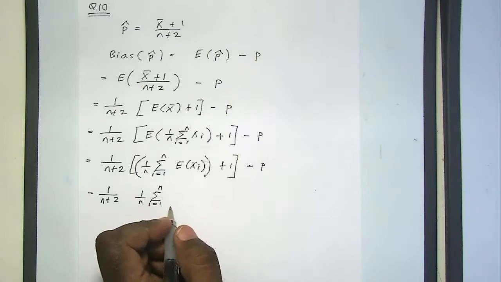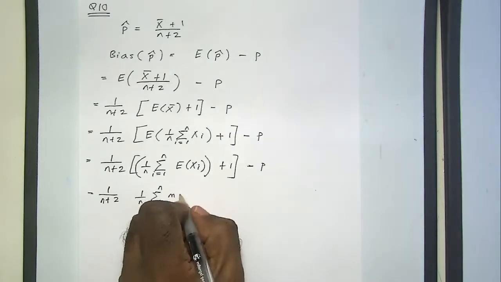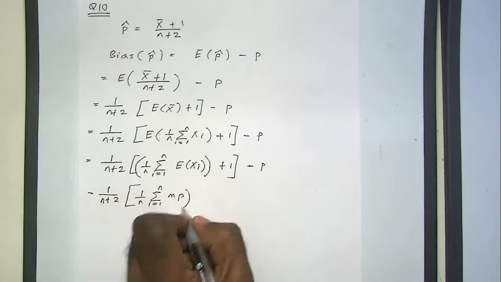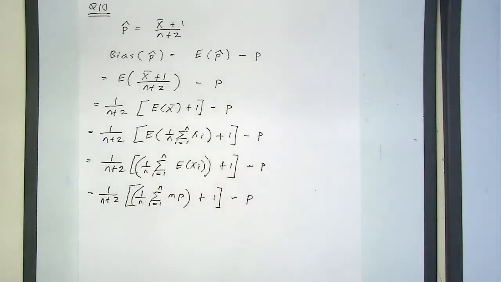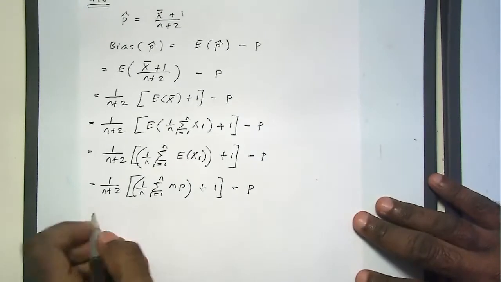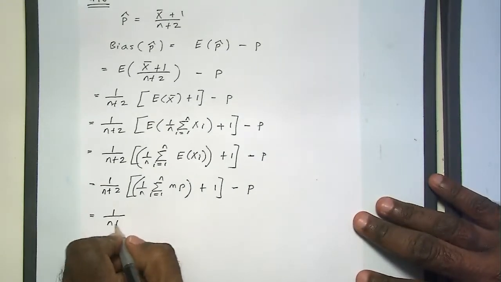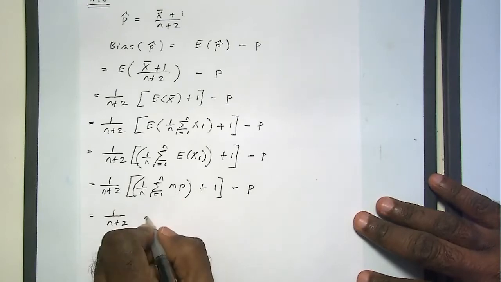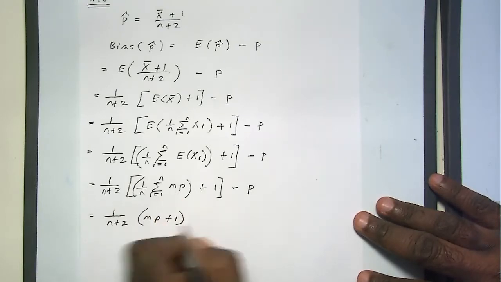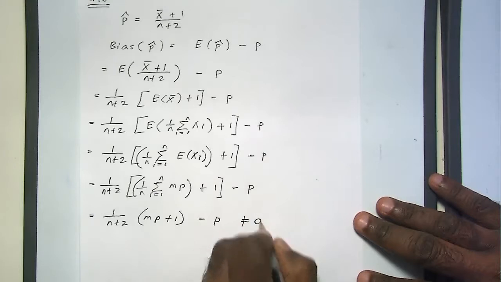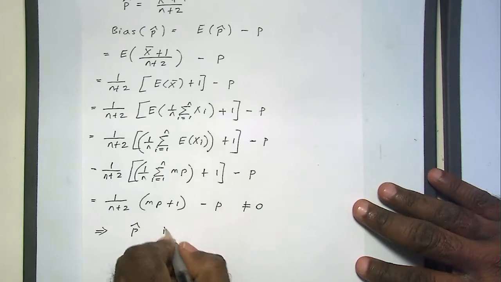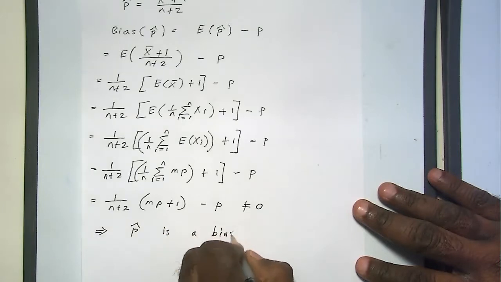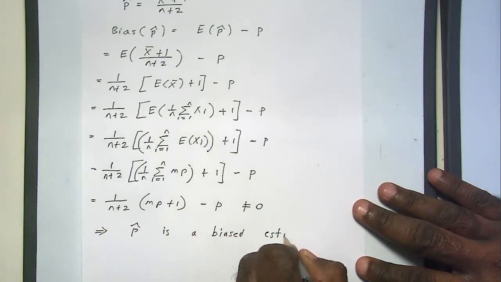Talk to me, guys, please. It's m times p, right? So what you get is 1 over n plus 2, and this reduces to mp plus 1 minus p, and this is clearly not equal to 0, right? Hence, the conclusion is that p hat is a biased estimator.